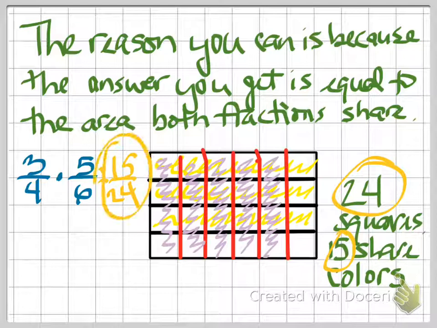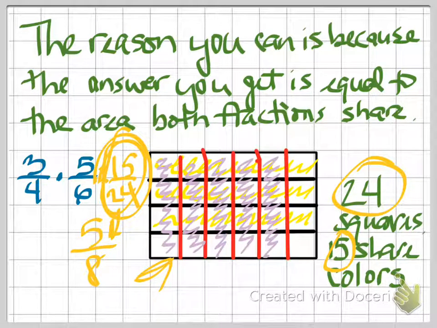That's my answer. Now, of course, this one could have been simplified to 5/8, but that's only because that is a simplest form. This picture represents why my answer was 15/24. Hopefully you did some of that last year in 6th grade or even in 5th grade. But if not, watch this part over again so that you can see why multiplying fractions yields the answers that it does.